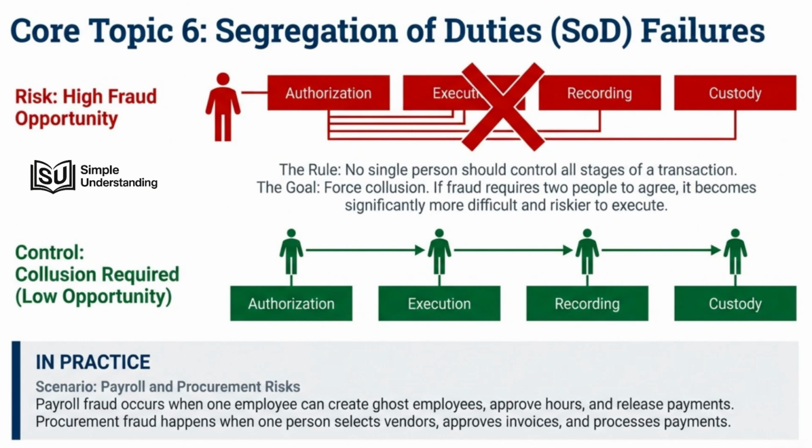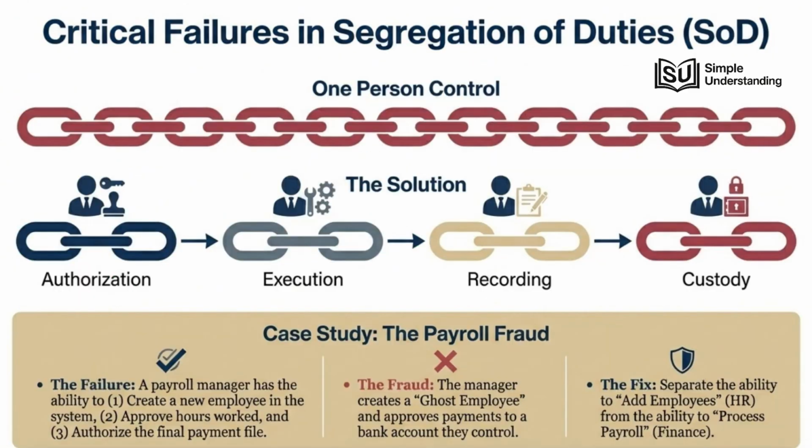6. Segregation of duties failures. Segregation of duties means that no single person should control all stages of a transaction, such as authorization, execution, recording, and custody. The exam emphasizes that when these duties are concentrated in one individual, opportunity for fraud increases dramatically.